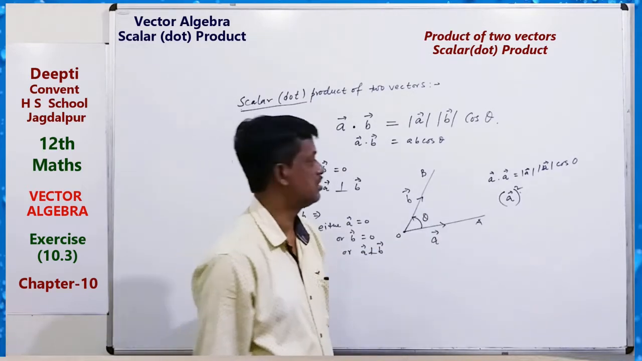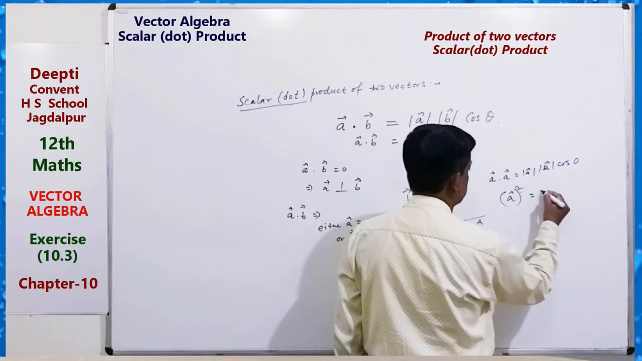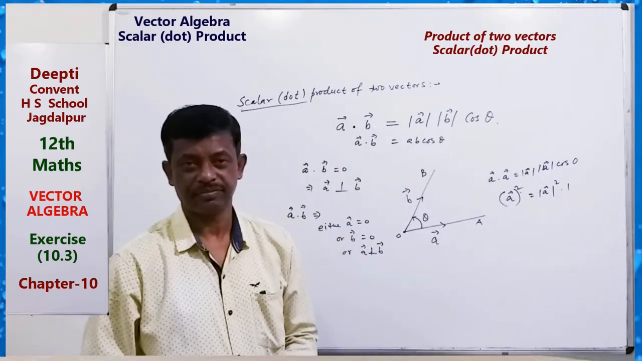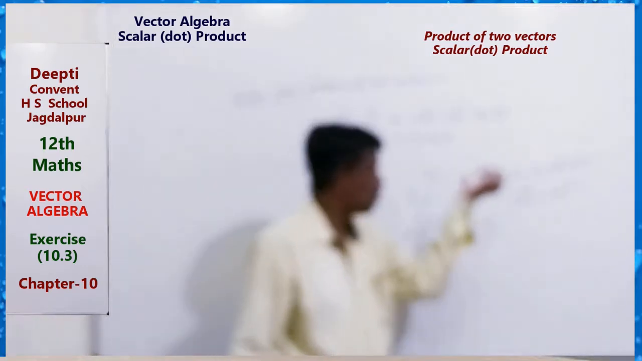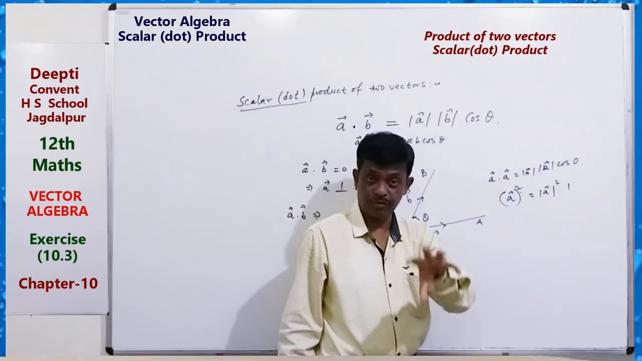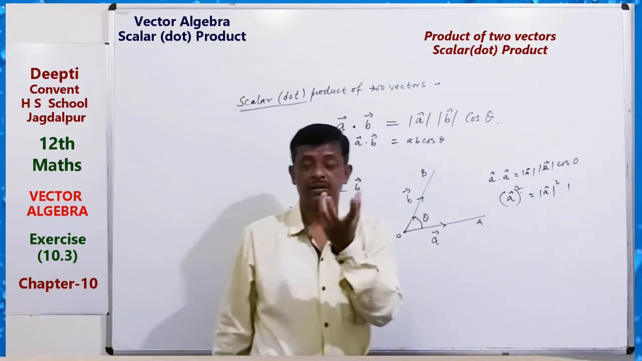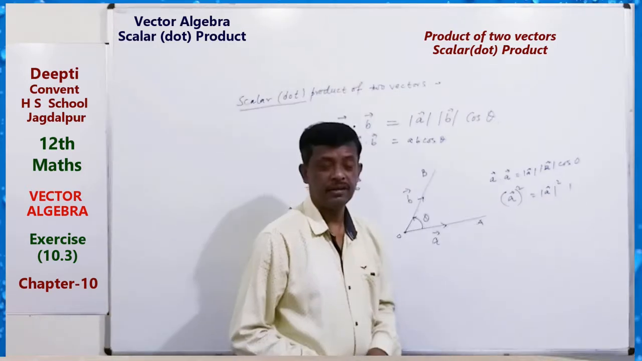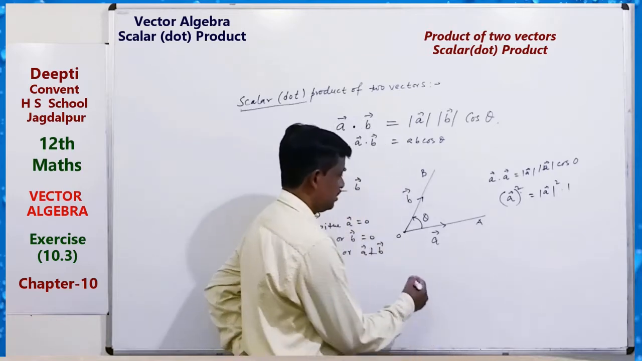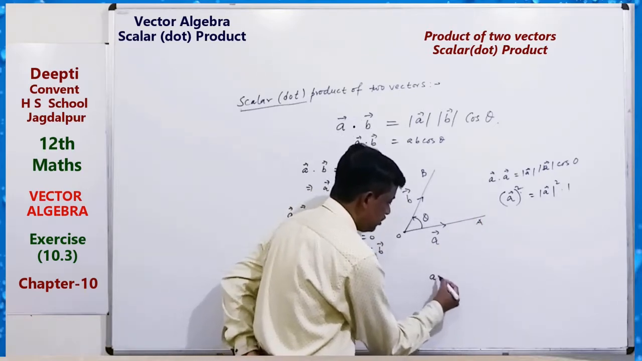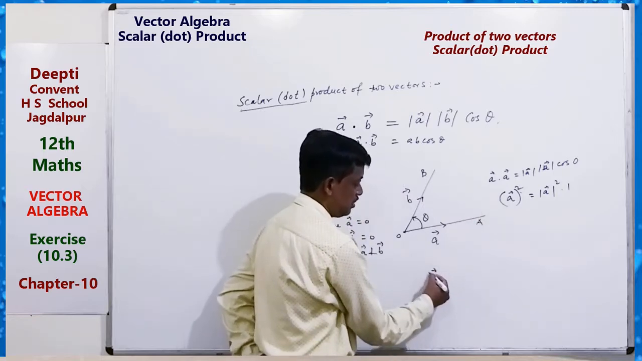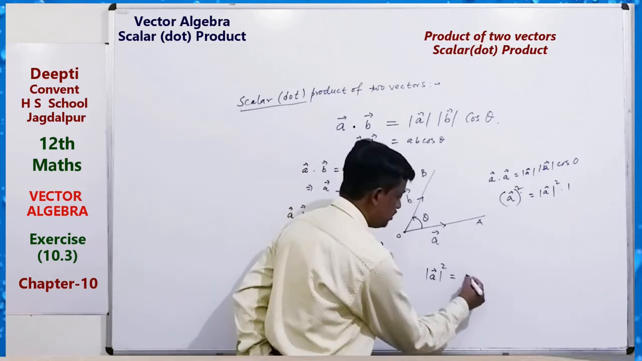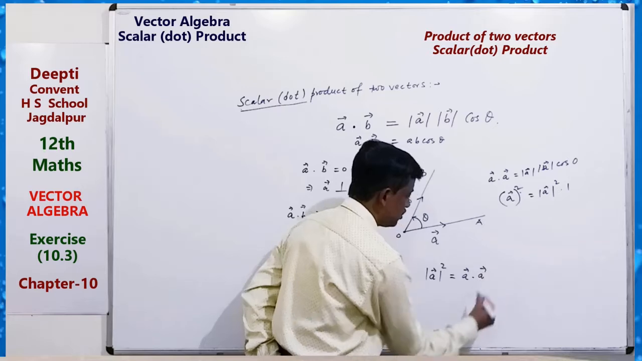Square of a vector is equal to mod A, the same quantity. So the modulus of the square, this is 1, this is 1. So from here we can get a result that the square of a vector is equal to the square of its modulus. That is, the square of the modulus of a vector can be written as A dot A.